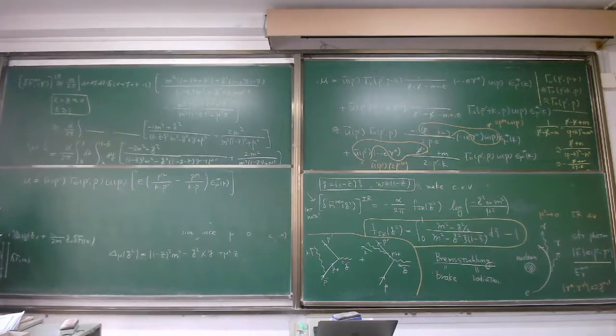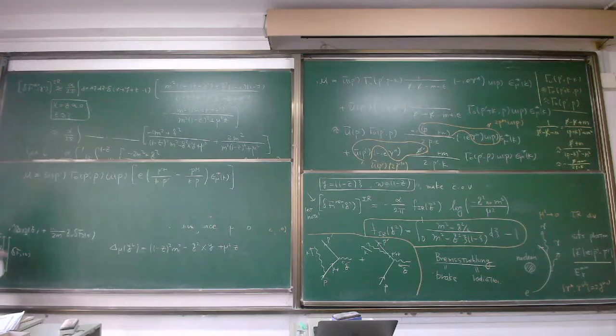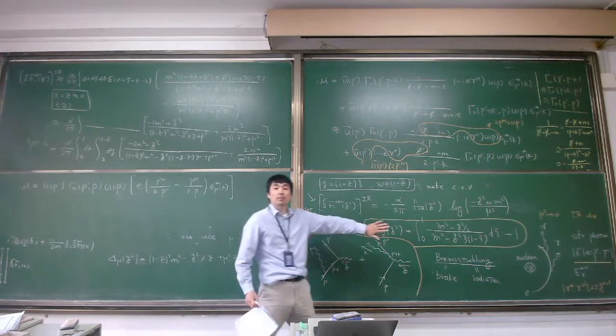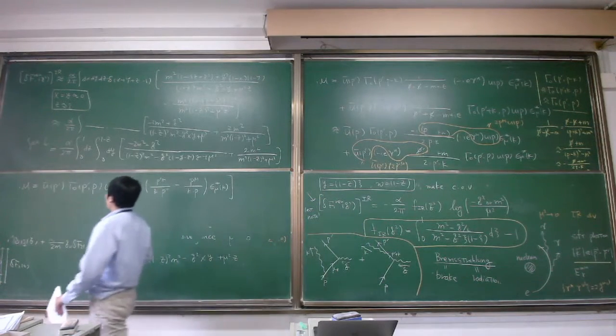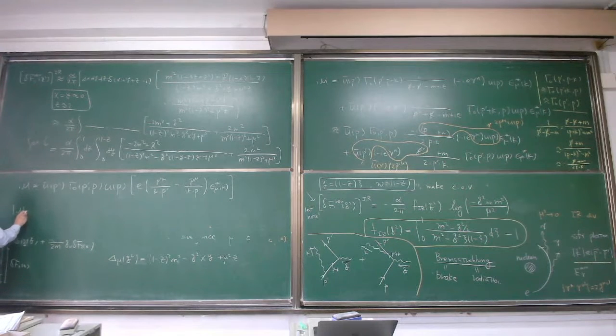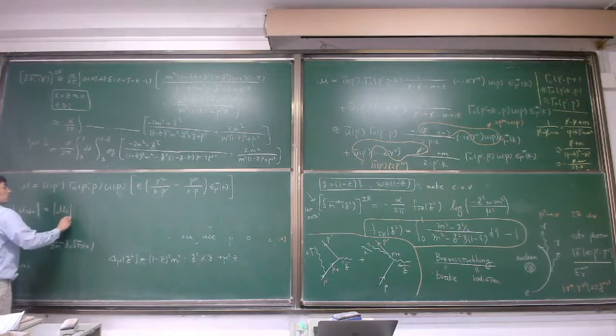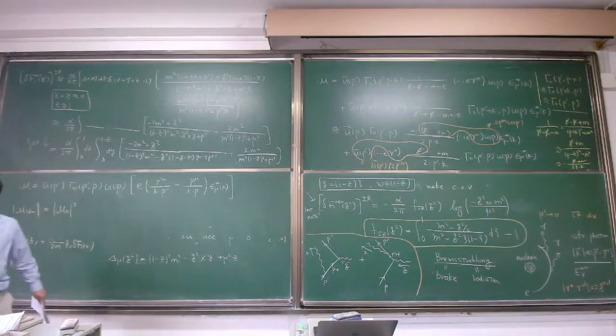And now, so this is the contribution coming from these two diagrams. What we are interested in is the square of the amplitude, so I call it M soft. And then if you do the calculation, what we have is M0 square. I call this one M0.